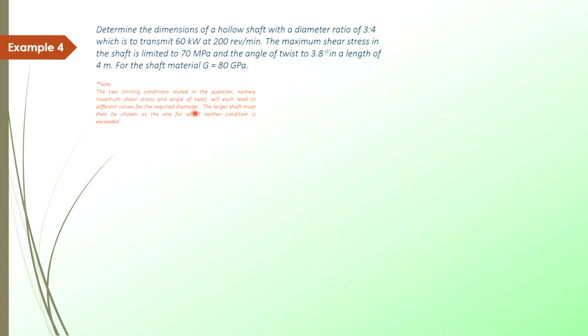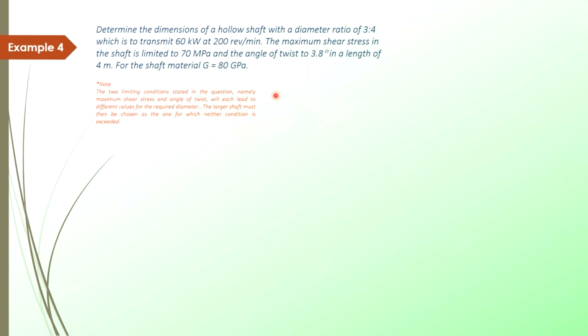So that means when we consider stiffness and strength, it will lead to different values of diameters. And then after that, we would have to choose which one is the safest design for the condition based on the 3.8 degree and the 70 MPa. Now I have given you a summary, a hint, on which one to be chosen. The larger shaft must then be chosen as the one for which neither condition is exceeded. So when we choose the larger diameter shaft, it will be able to withstand both conditions.